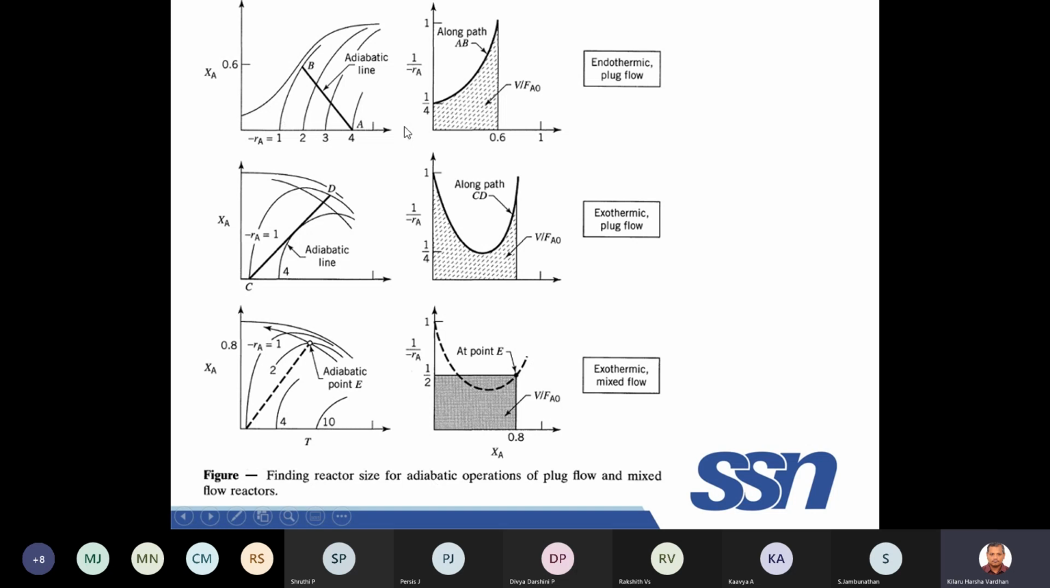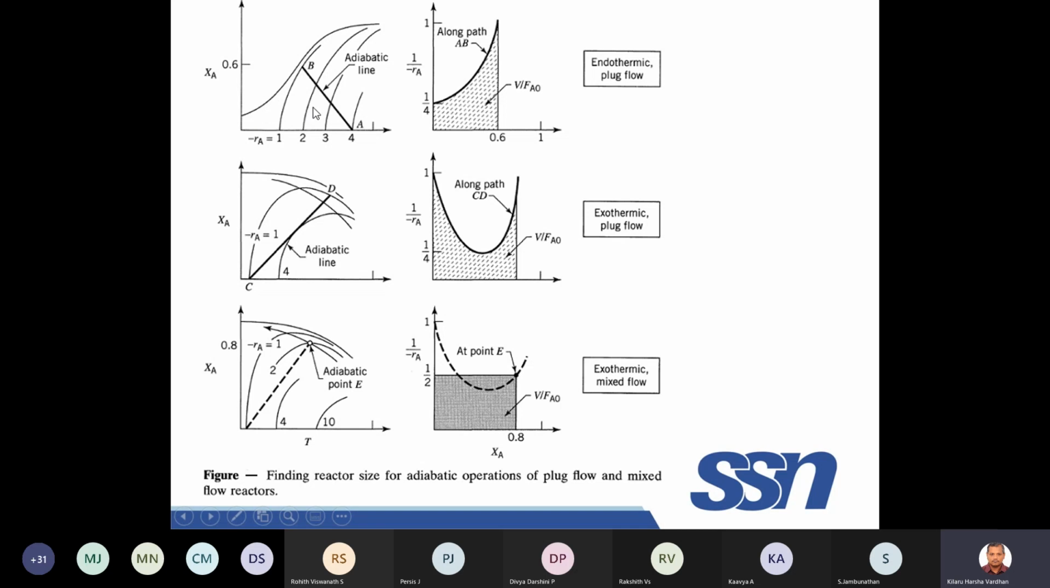How much is the slope? It is nothing but Cp by delta HR. You know what Cp is and you know what delta HR is. Based on that slope, we draw this particular line from the particular temperature at which the reaction is happening. This is the energy balance line, and it is touching these particular curves, the material balance curves or the rate curves.